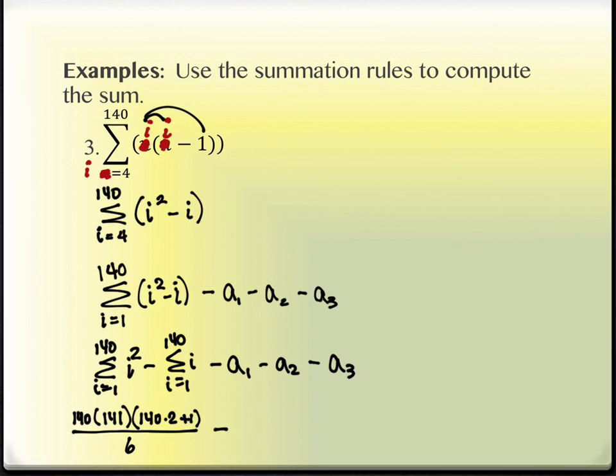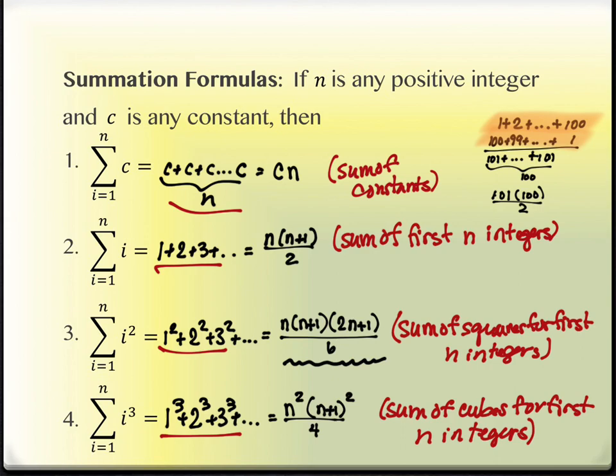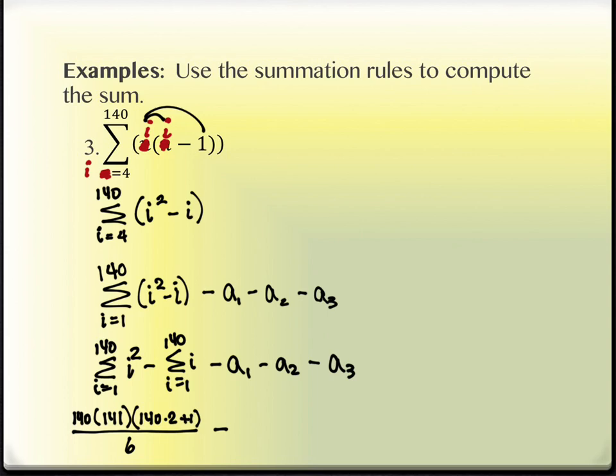And then I'm supposed to subtract the I term. So the I one says I'm supposed to do n times n plus 1 over 2. That looks very similar to some of the pieces I already did. N is 140, n plus 1 is 141, but this one's over 2. And then how am I going to get A1, A2, A3? You just plug it in.